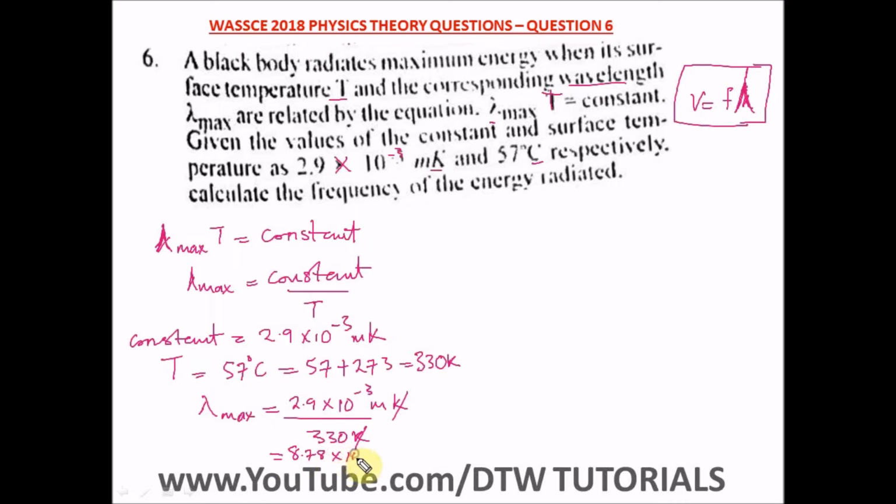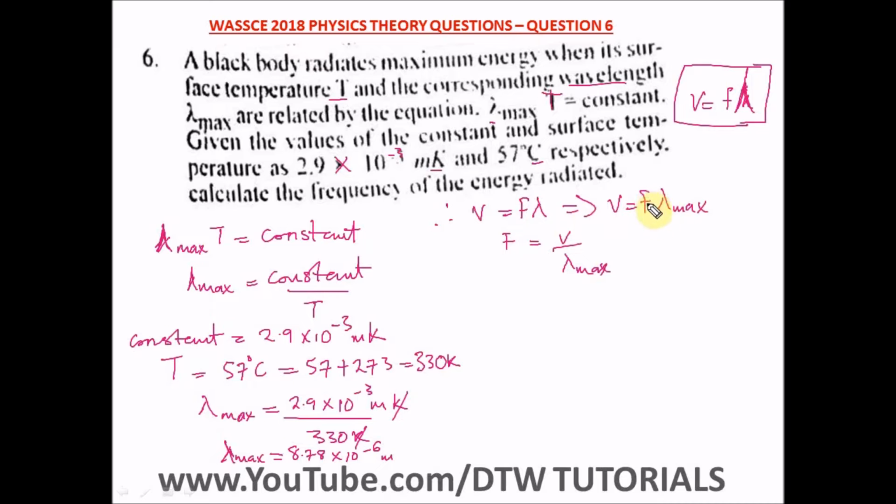8.78 times 10 raised to the power minus 6 meter. Wavelength is in meters. So these are max wavelength. Now to get our frequency, remember that V is equal to F lambda max. So our F is equal to V over lambda max.